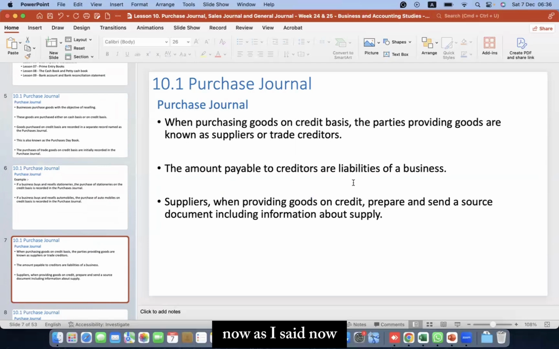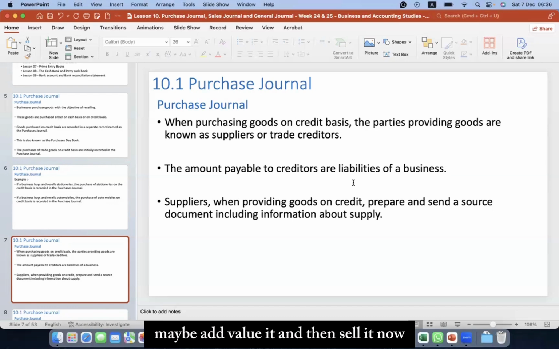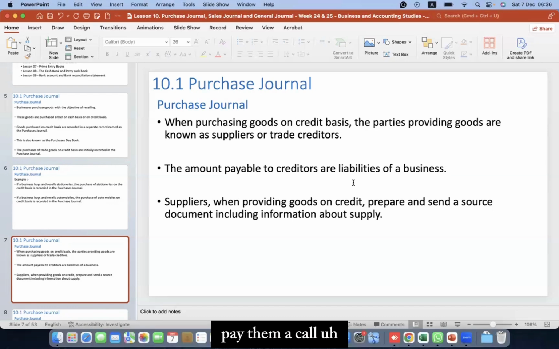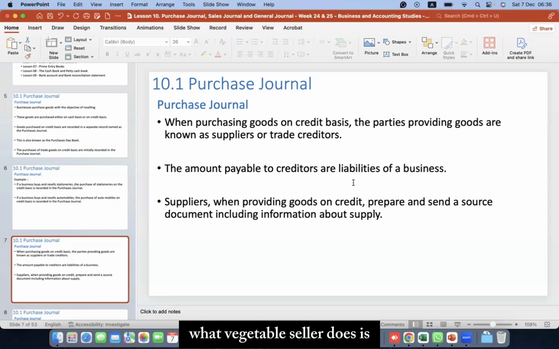Okay. Now, as I said, a business is selling goods and services to a third party, a customer. But when it comes to goods in particular, they have to buy goods from another party. For example, they have to buy goods from a supplier and then keep it, maybe add value to it, and then sell it. For example, let's say there is a vegetable seller. What the vegetable seller does is he buys goods from the farmer and then sells it to customers like us.